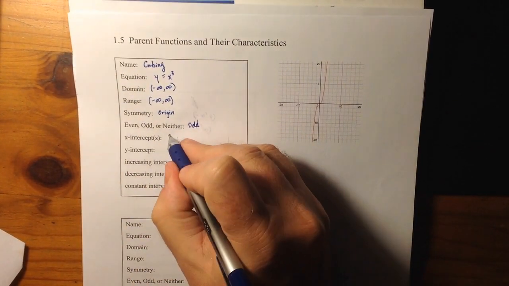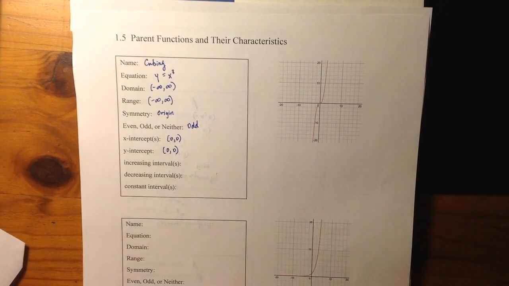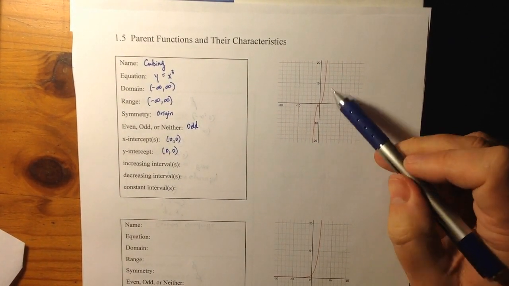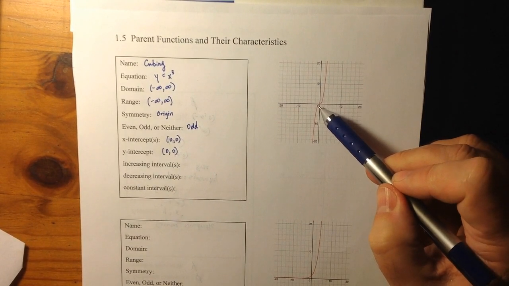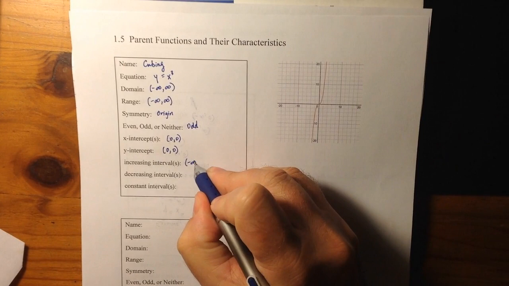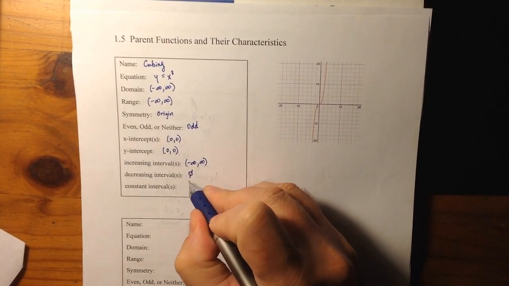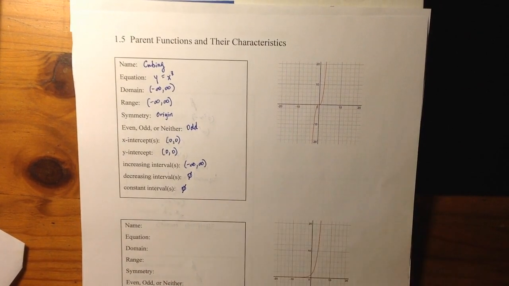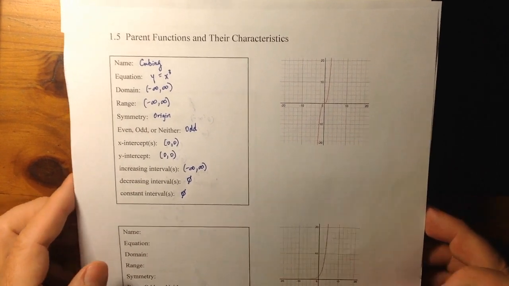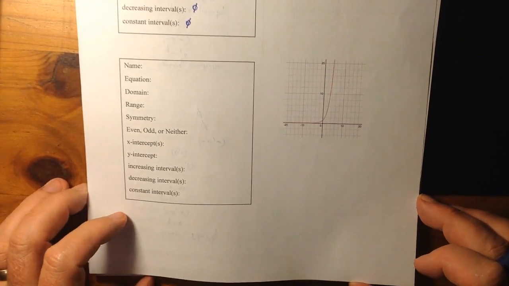It has an x-intercept at 0, 0. We're getting that a lot, aren't we? And y-intercept 0, 0. And this one is increasing over the entire interval. It kind of flattens out when it gets close to 0, 0, but it always increases. This increases over the entire interval. So nothing there and nothing there. All right. Moving to the bottom of the page now.